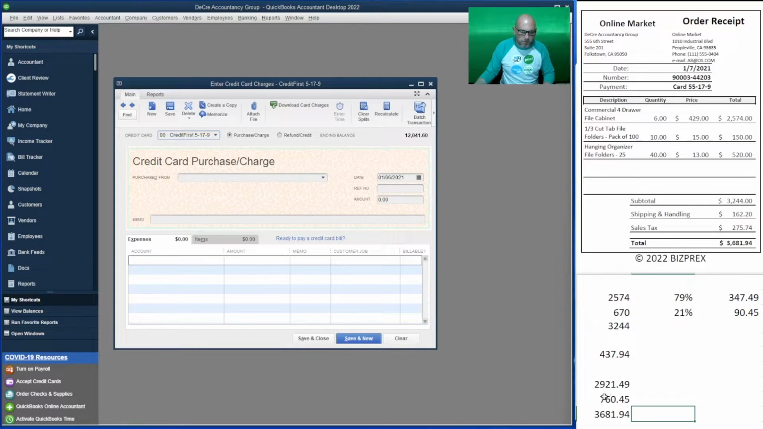So again, $2,921.49, that includes shipping and handling, would go towards furniture, and $760.45 will be expense. So let's go ahead and do that.